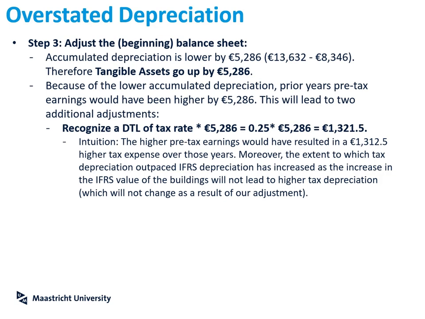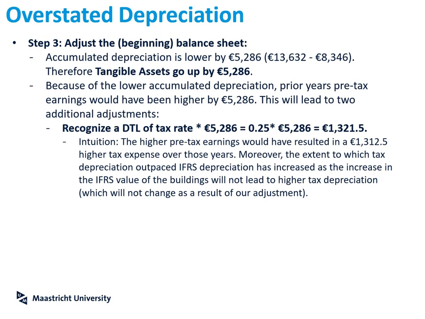So those higher pre-tax earnings would have resulted in a 1.312 billion higher tax expense over those years. And that is what this DTL also reflects. If we lower the accumulated depreciation in prior years, our pre-tax earnings would have been higher, but that would also have translated into higher tax expenses of the tax rate times this difference. So that's one way in which we can see this DTL.